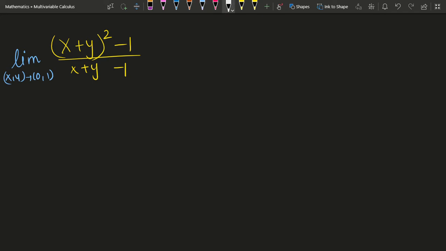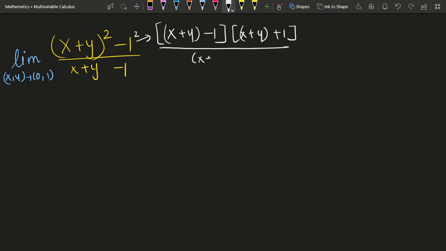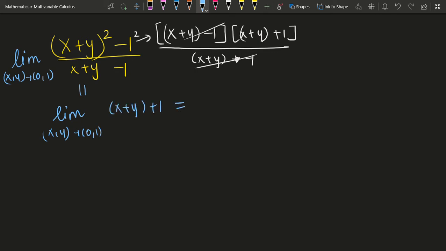What you can do is factorize the numerator. Since 1 is just 1 squared, you can factorize this into (x + y − 1) times (x + y + 1). (a + b)(a − b) equals a squared minus b squared, and since that is divided by x + y − 1, you can just cancel these terms out. So what you're left with in the end is the limit as (x, y) approaches (0, 1) of x + y + 1, and that, if you put it in, is just equal to 2.